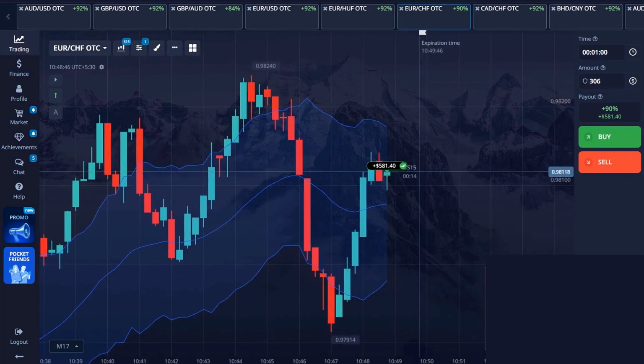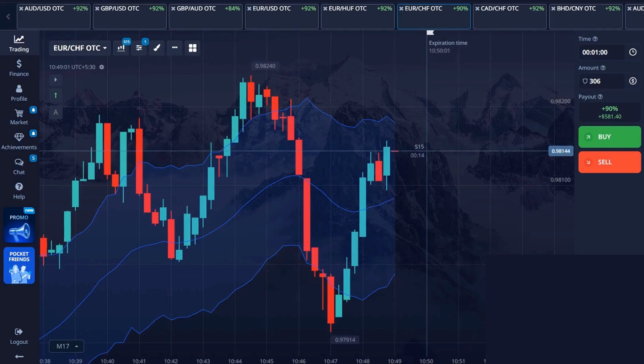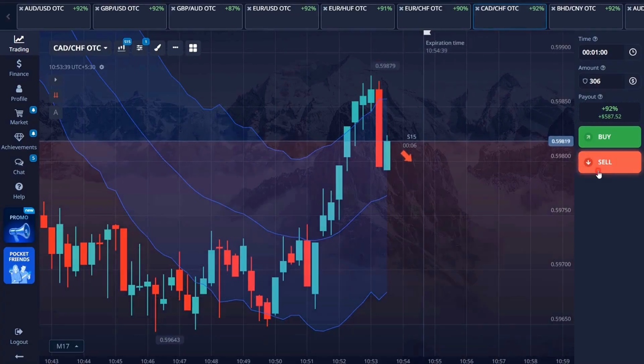And here's the result. Our buy trade closed in profit. The price respected the Keltner channel reversal perfectly, moving back inside after the breakout and continuing upward. This confirms why patience and discipline are so important with this strategy. Now that this trade is done, let's get ready and look for the next perfect setup in the market.